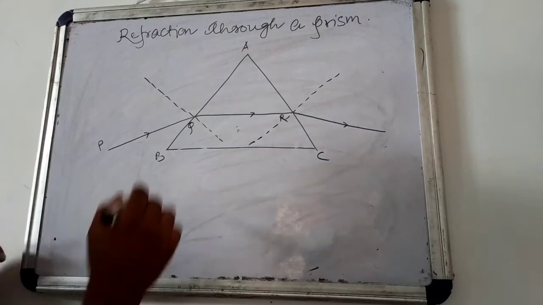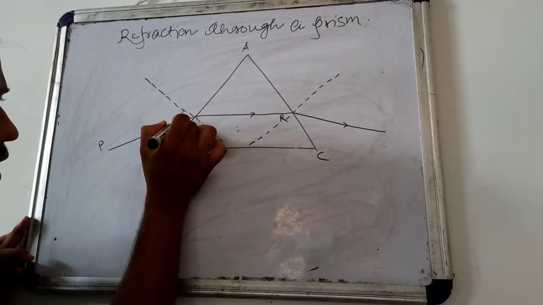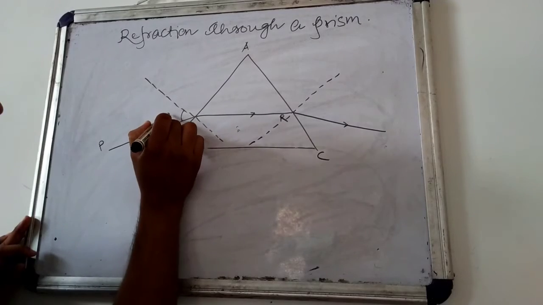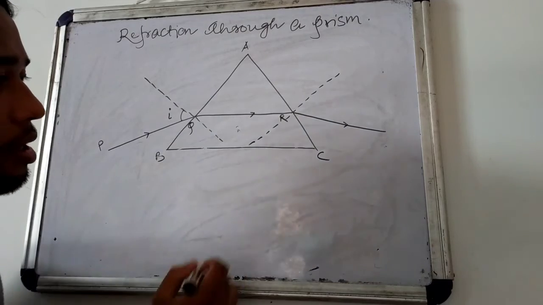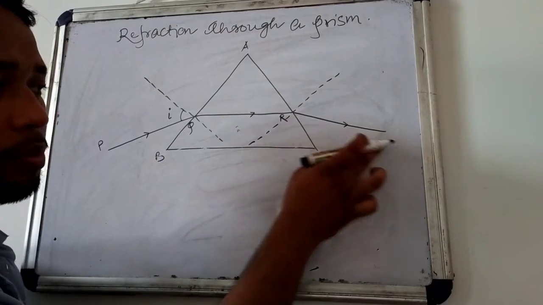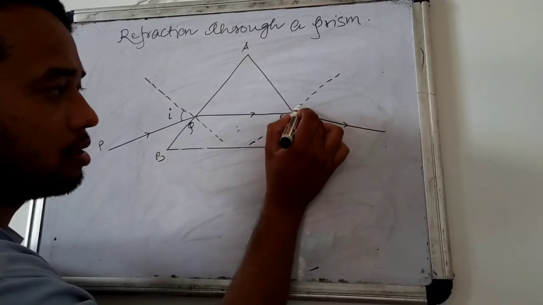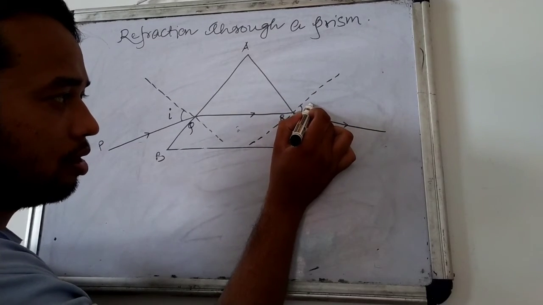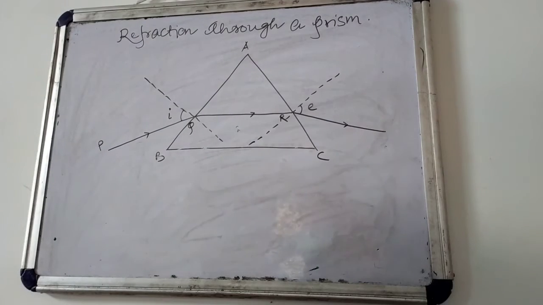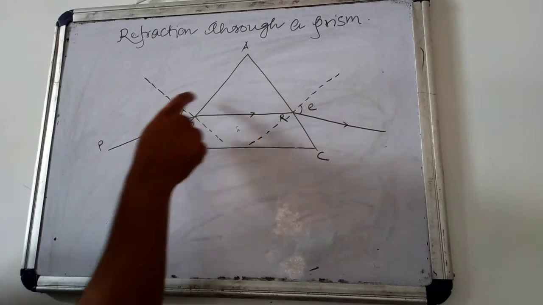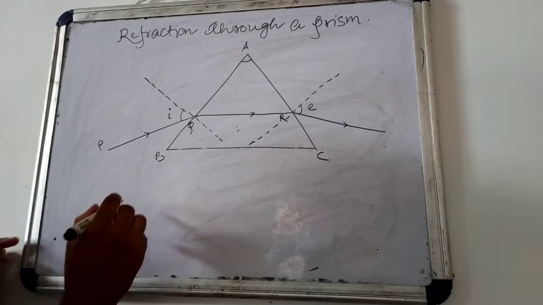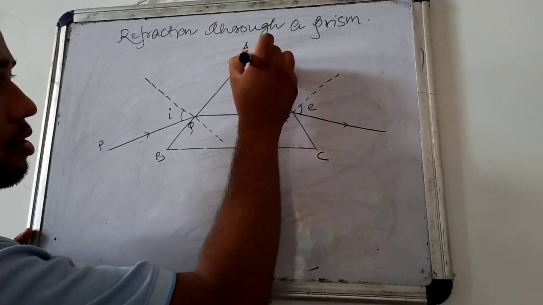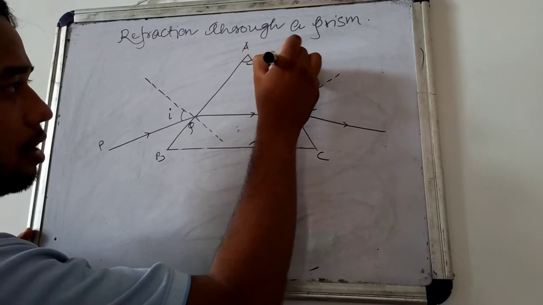Okay, then this angle between incident ray and normal, this is called angle of incidence. Okay, and the angle between emergent ray and normal, this is angle of emergence. Okay, now the angle between these two faces, this angle is called prism angle. Okay, that means this is our prism angle.